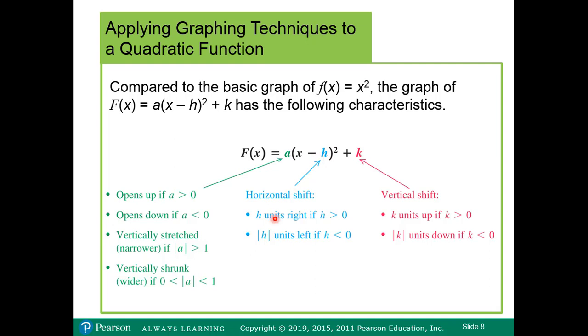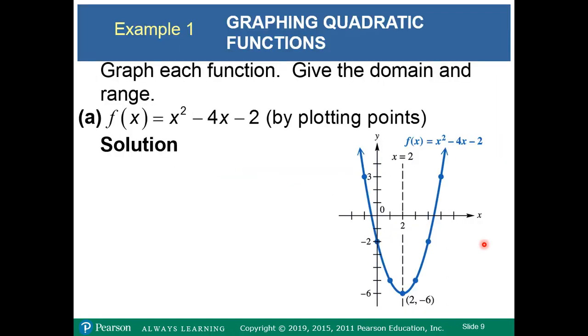Of course, this is a horizontal shift. If h is positive, it's going to go h units to the right. If it's negative, it's going h units to the left. And this is a vertical shift. If it's positive, it's k units up. If it's negative, it's k units down. If we look at this, we can graph it to give the domain and range by plotting points. We just pick points on the x-axis, plot the points, and then sketch the curve.